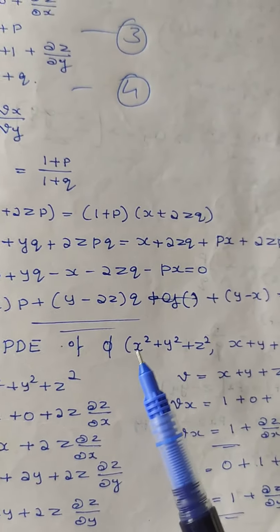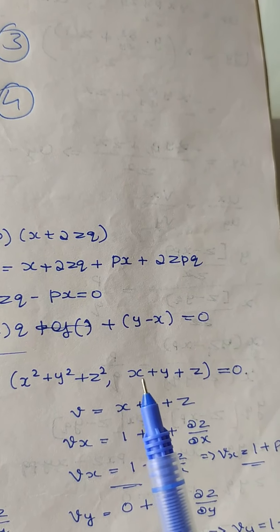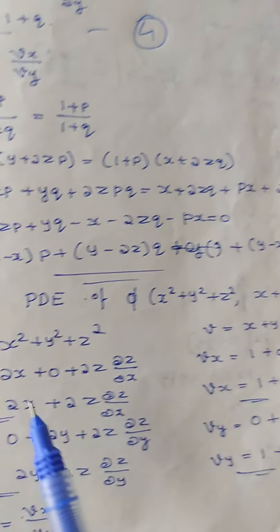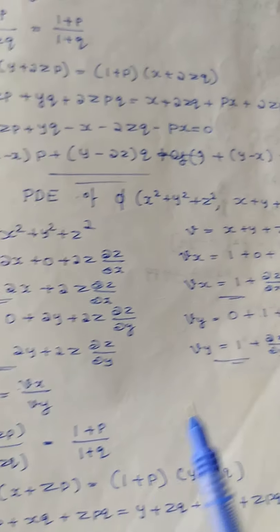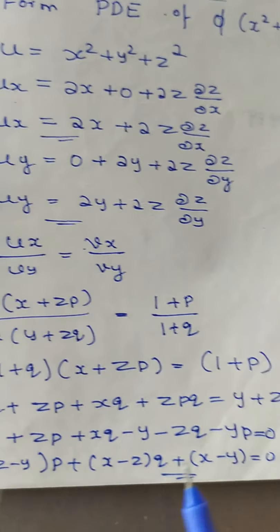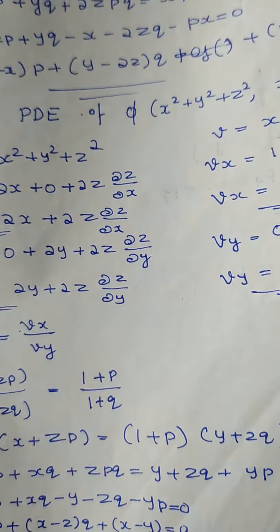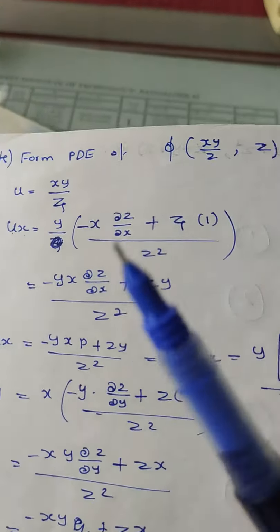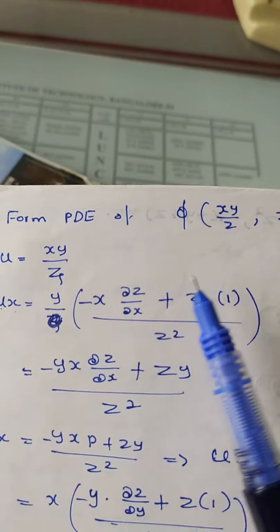Similarly, next one. Phi of x square plus y square plus z square, x plus y plus z. Okay. Find ux, uy, vx, vy. Substitute, cross multiply it, collect the coefficient of P and the coefficient of Q, and the remaining terms are your third term. Okay. Next one. What is your u? Xy by z. V is z. See.